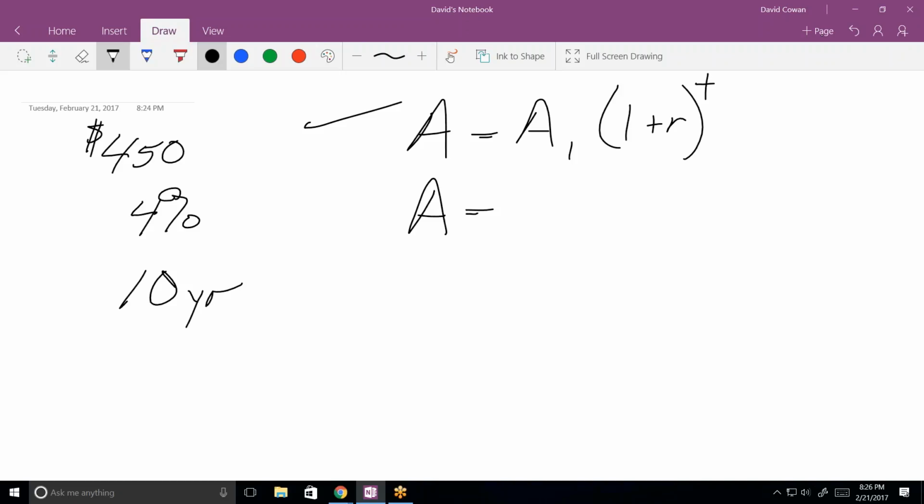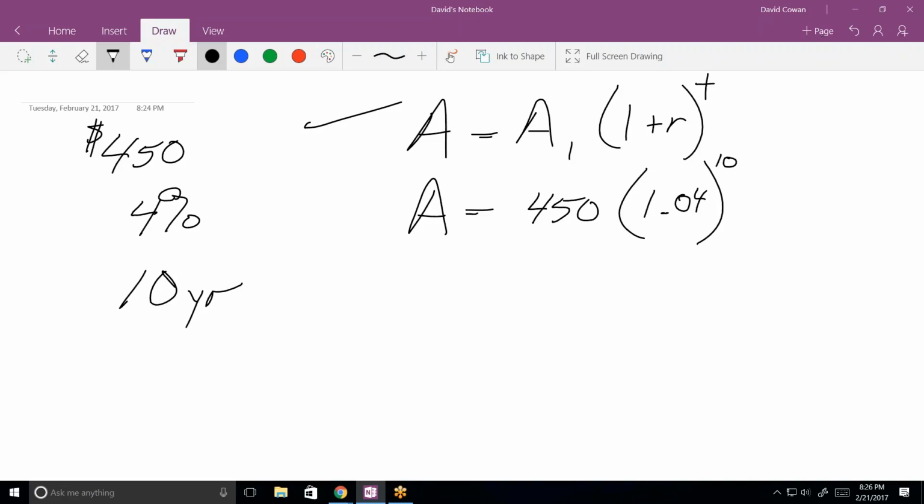Equals 450, and then parentheses 1 plus 0.04. Yeah, I'm going to go ahead and add that right there. Okay. And then times 10. Not times, but to the 10 power.